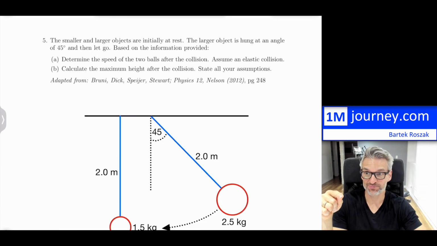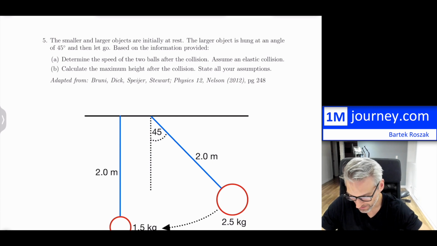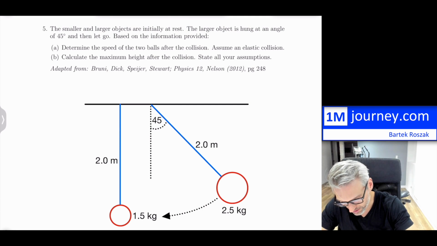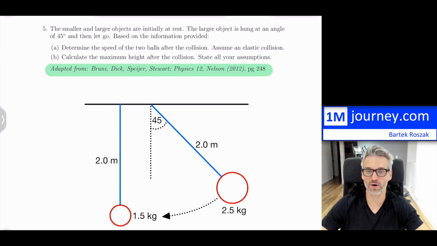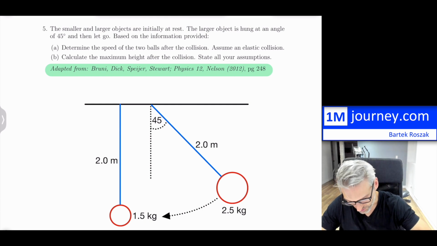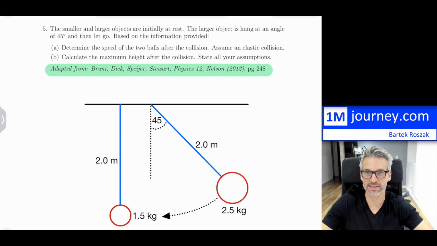Here's the last one. All right, so question number 5. Okay, so that's the last one on this exam. So here is the question. Now, it is being kind of stolen, or at least here I'm referencing, from this particular textbook, you can find it. It's not the exact same question, but it's close and it has the same concept, so it's definitely worth referencing here. So it says the smaller and larger objects are initially at rest. So you have, here's the smaller and then the larger object. So they're kind of like held in place there.